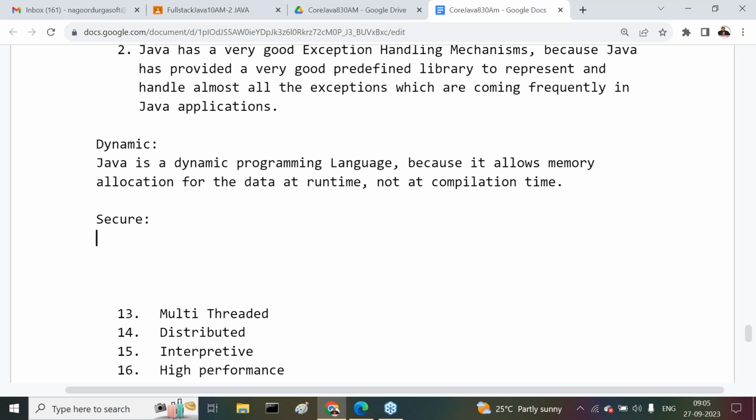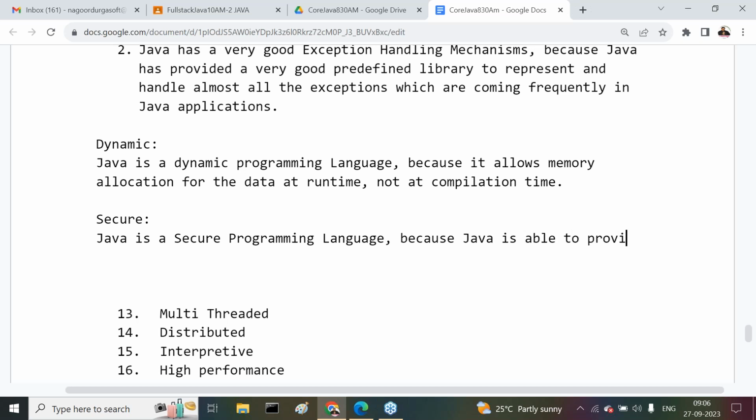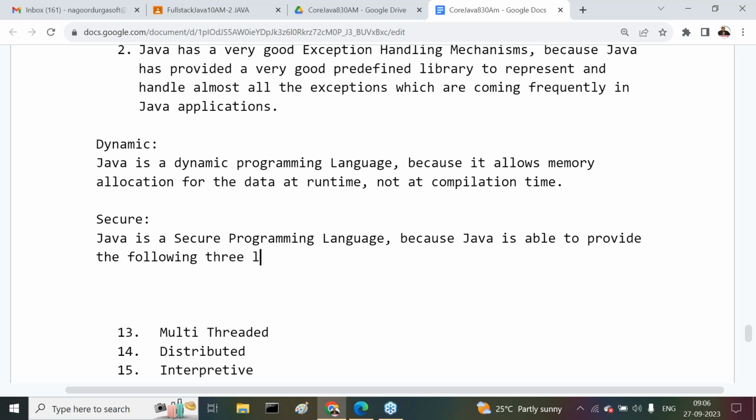Now, for a secure programming language, in general we observe three levels of security. What are they? Implicit security, web security, and network security. I'll give clarity on the meaning of each and every one. Try to understand it clearly. Java is a secure programming language. Why? Because Java is able to provide the following three levels of security.